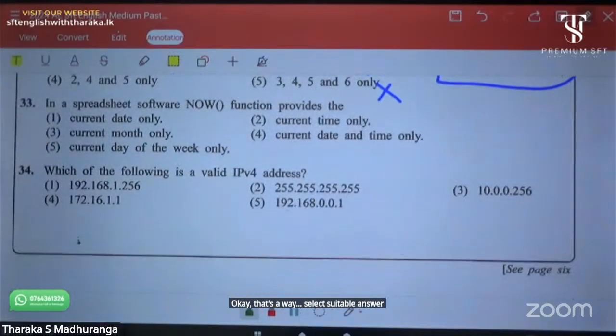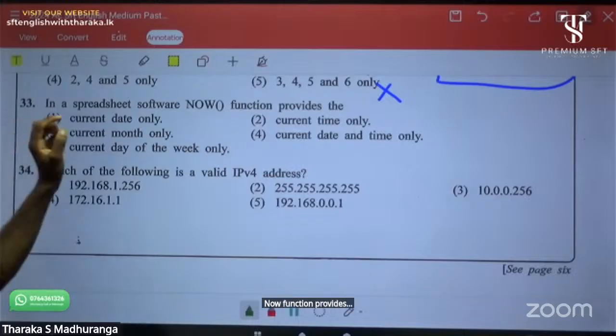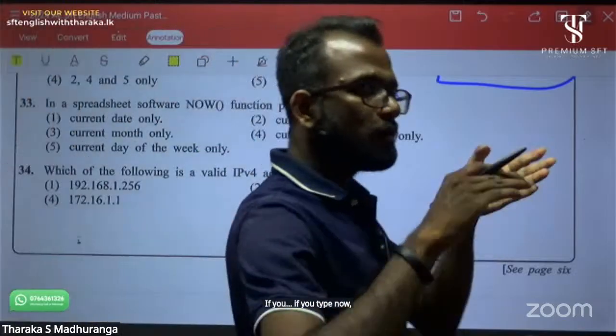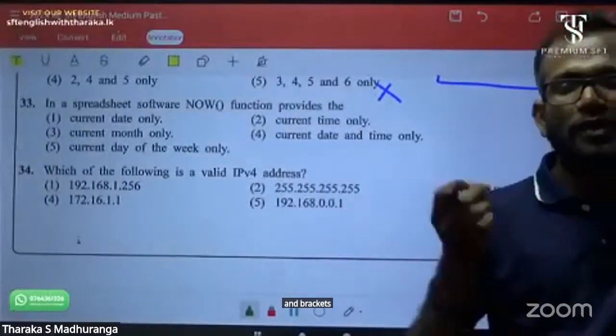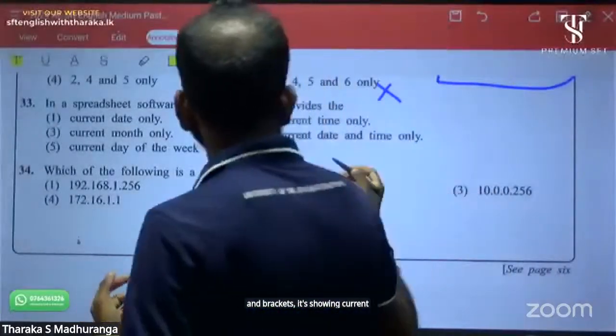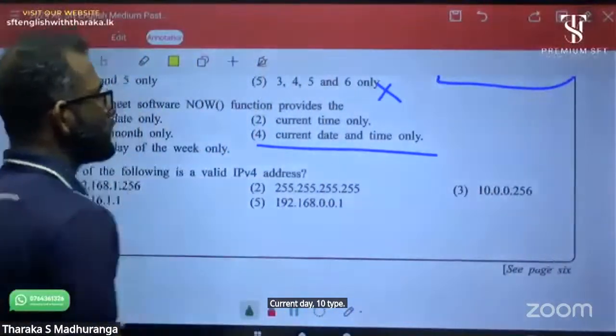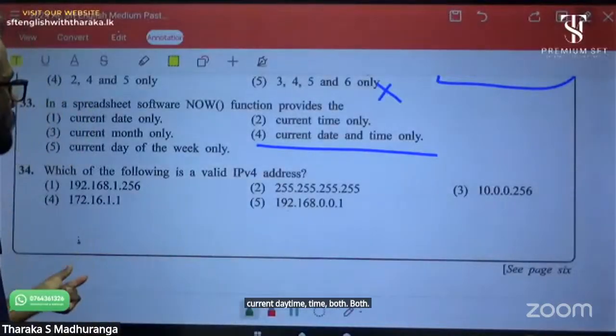In spreadsheet software, the NOW function provides, if you type NOW and brackets, it's showing the current date and time. Both are shown.